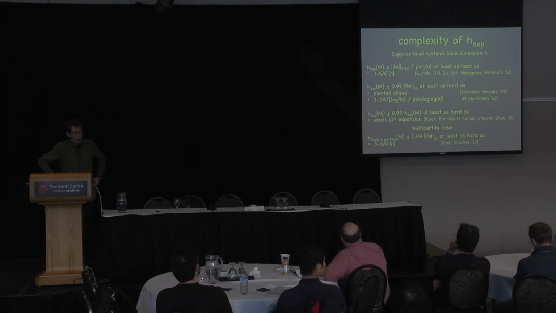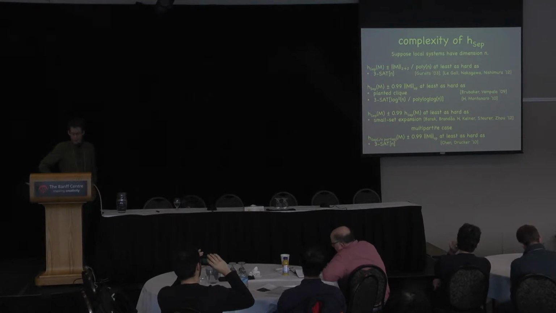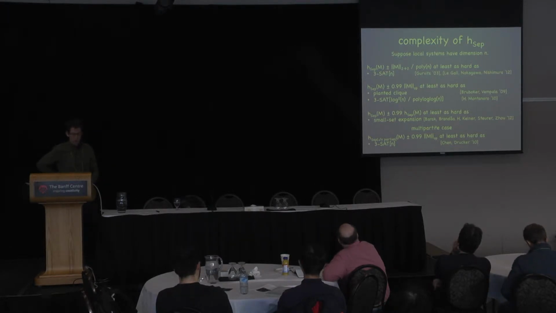This is all for 2 parties. There's also a multi-party version. And there are a few different works here, but probably the one that's most relevant is by Chen and Drucker, and they said if you have root n parties and you have this approximation in terms of operator norm, again, this is hard as 3-SAT.